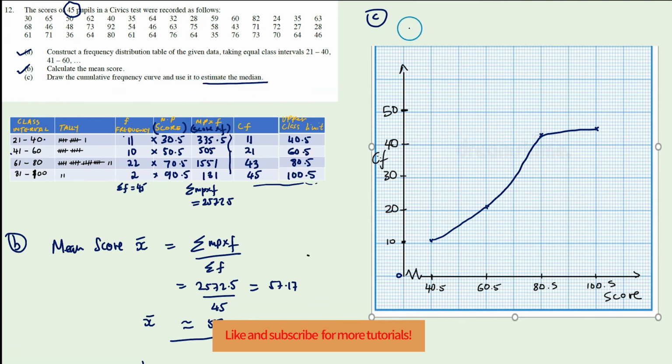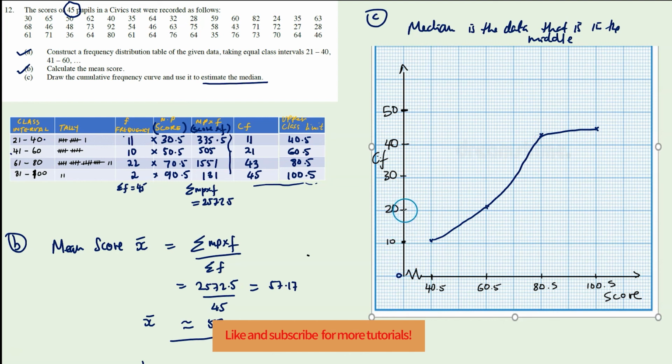So the median is the data that is in the middle, when the data is arranged from smallest to largest, which we have here, because it starts from 21 and goes up to 100, the score. Okay, so we've got 45, not 50, we've got 45 pupils. What's the half of 45? It is 22.5. So we read the frequency, so the middle student or pupil would be here, so 22.5.